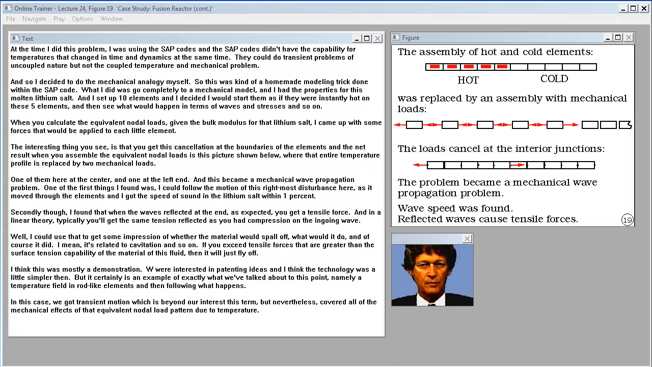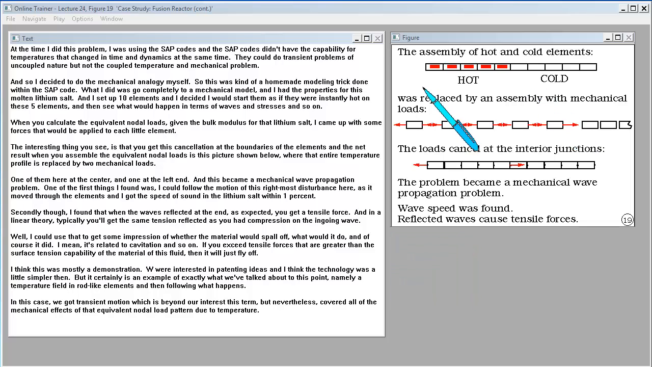At the time I did this problem, I was using the SAP codes, and the SAP codes didn't have the capability for temperatures that changed in time and dynamics at the same time. They could do transient problems of uncoupled nature, but not the coupled temperature and mechanical problem. And so I decided to do the mechanical analogy myself. So this was kind of a homemade modeling trick done within the SAP code.